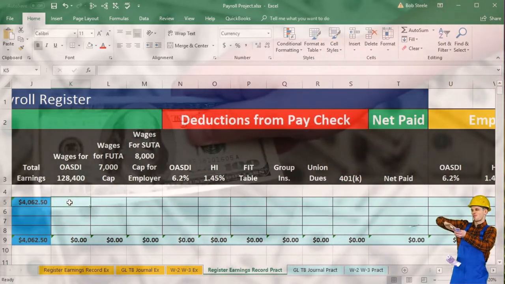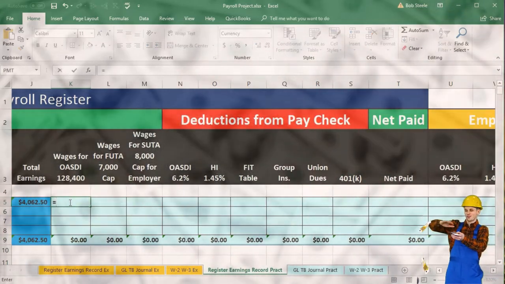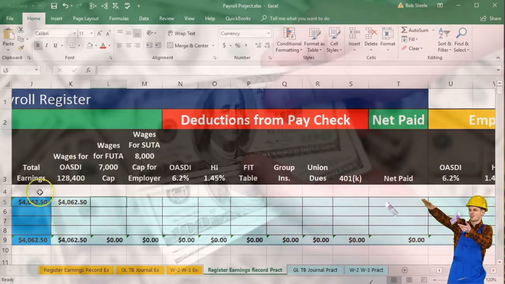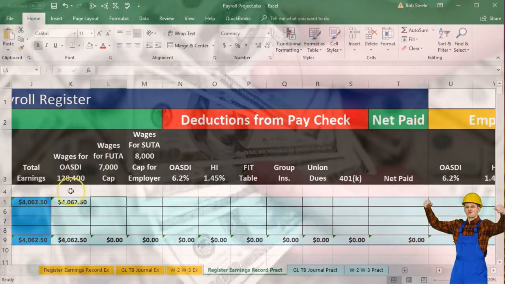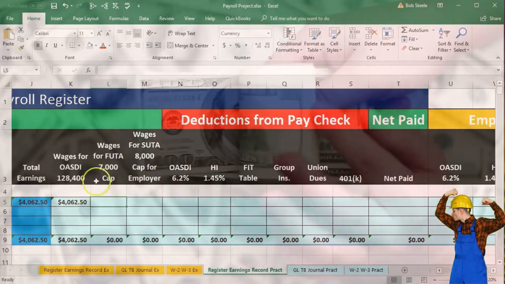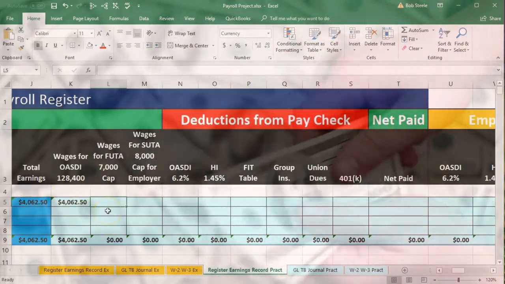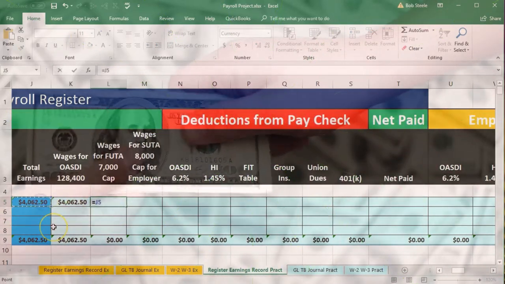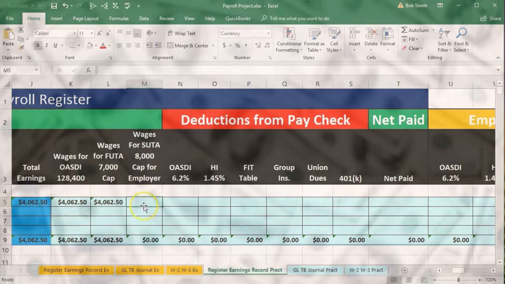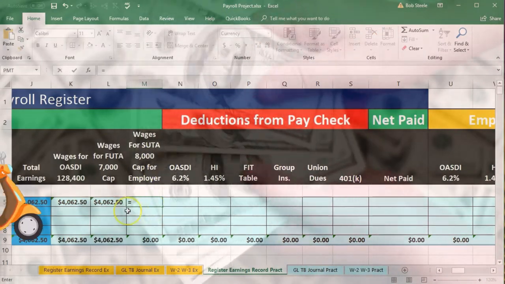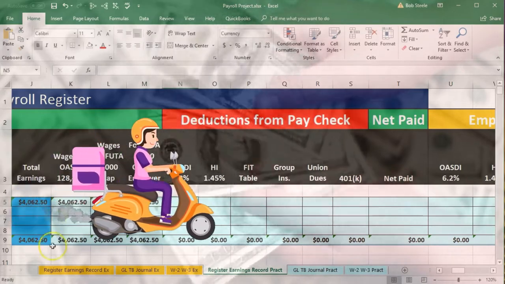So in K5, we're just going to say this equals the $4,062.50. No change because the total earnings haven't hit the cap. This is still under 7,000 and it's the first payroll period. So it's going to be the same here as well. So L5 is just going to be equals the 4,062.50. Same for the SUTA, there's no change here. So this just equals the 4,062.50.